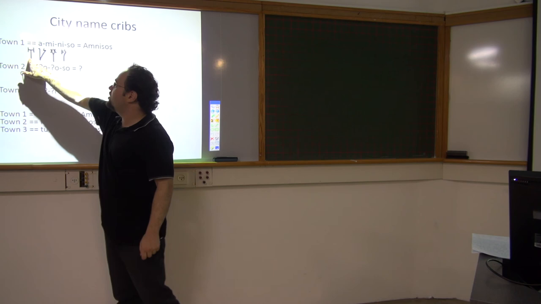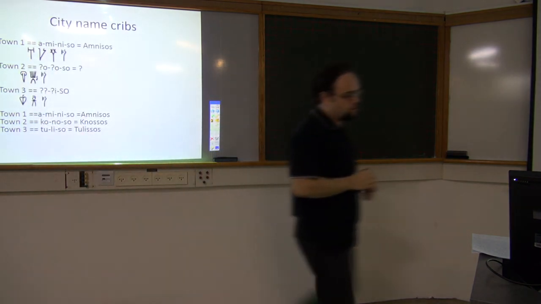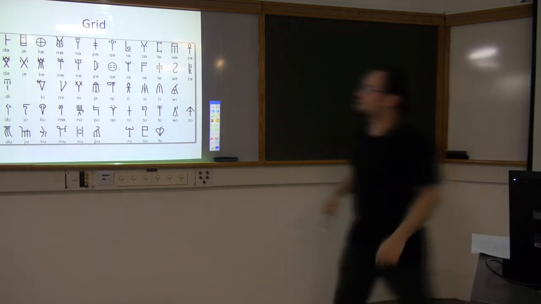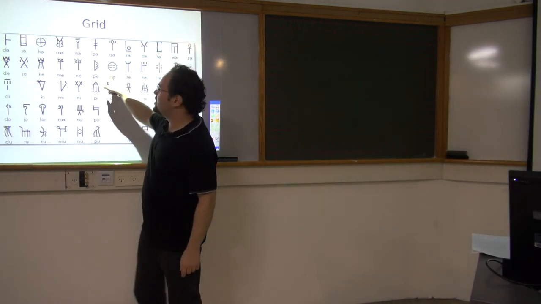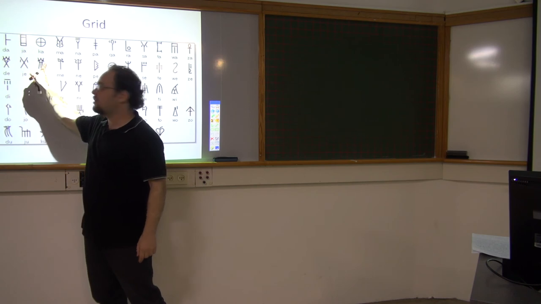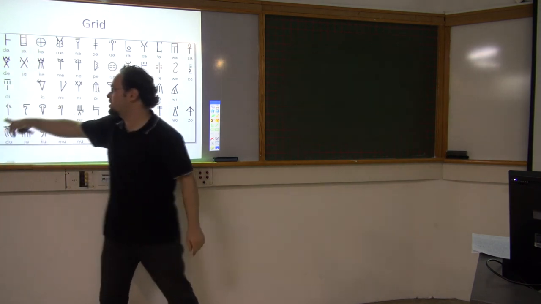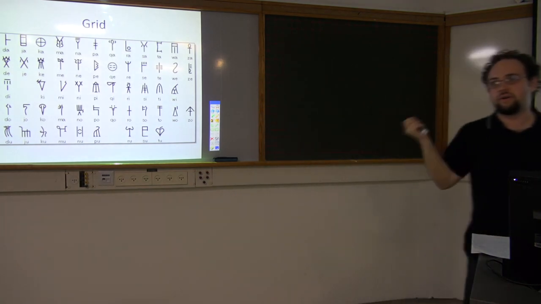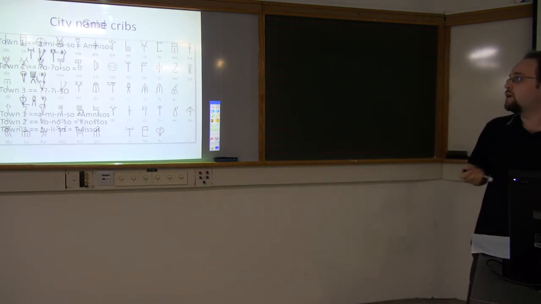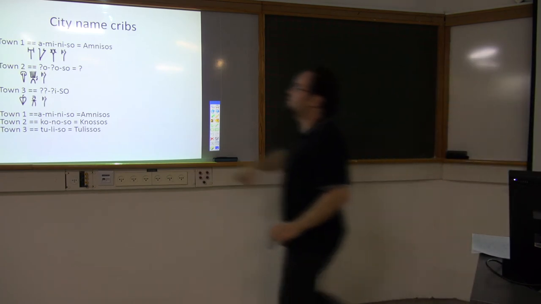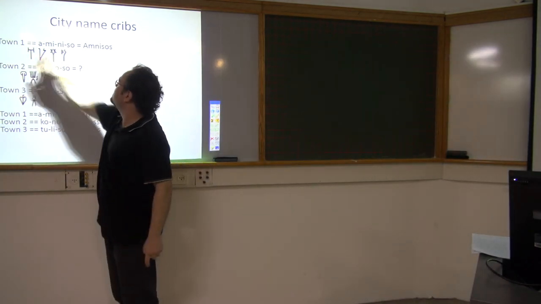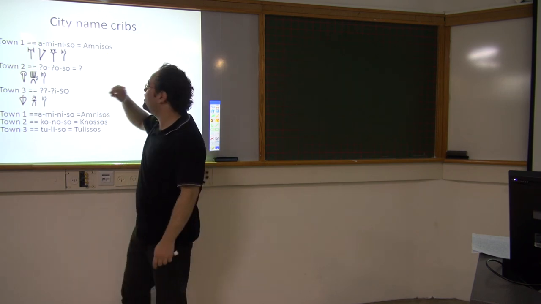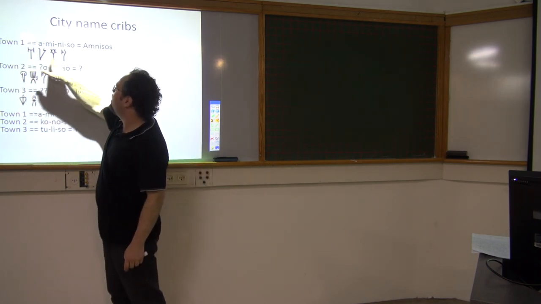So we know this sign is a pure vowel because it appears only in the beginning. You have those signs which are pairs of consonant and vowel, but you also have signs which appear only, or almost only, at the beginning of a word. So he said, okay, let's assume that city is Amisos, which is an important port in Crete. So this would be A-mi-ni-so.